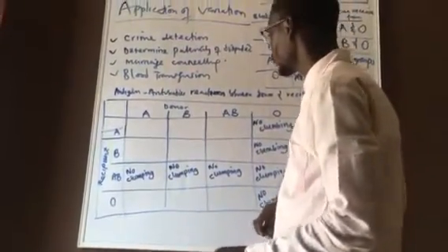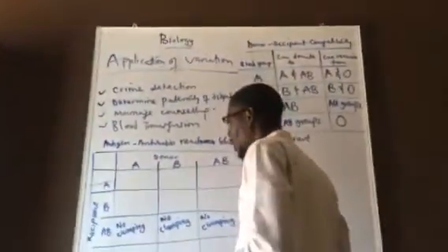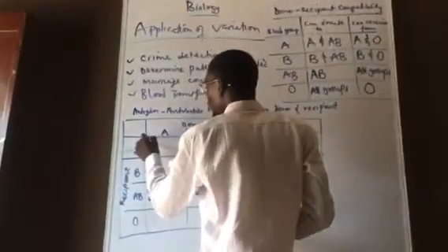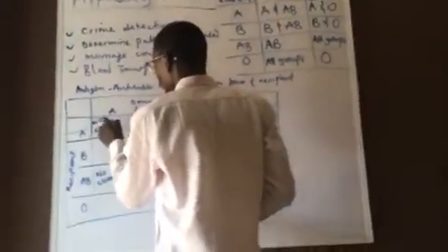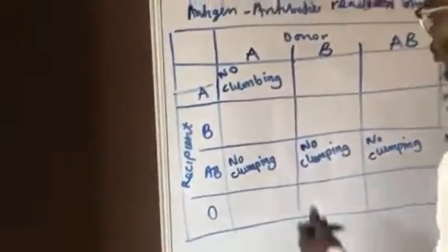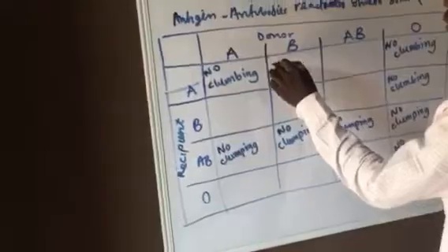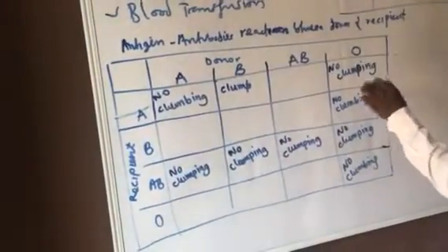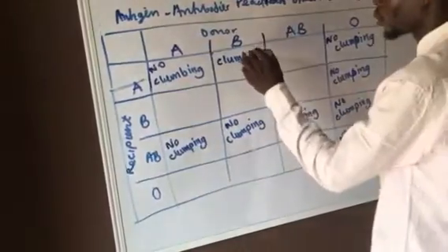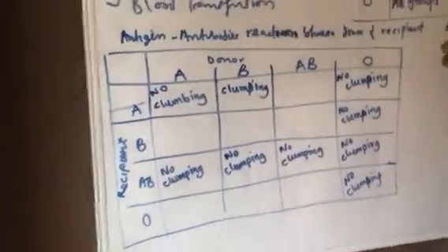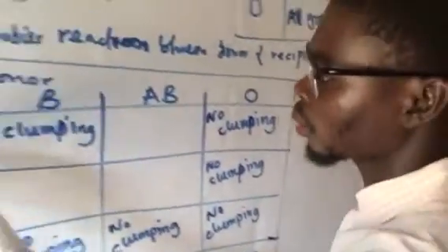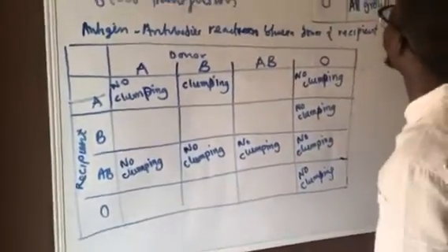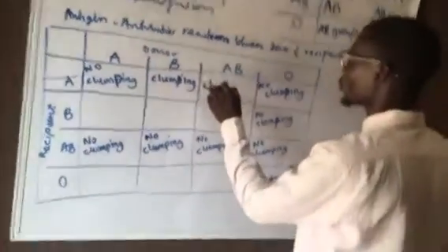So now, the donor is A and the recipient is A. So there will be no clumping too. A can donate to A. But when the donor is B and the recipient is A, then there will be clumping because their antigen is different. Clumping, or agglutination. AB cannot donate to blood group A. It can only donate to AB. So there is clumping here.